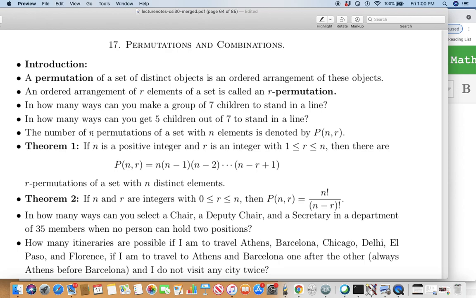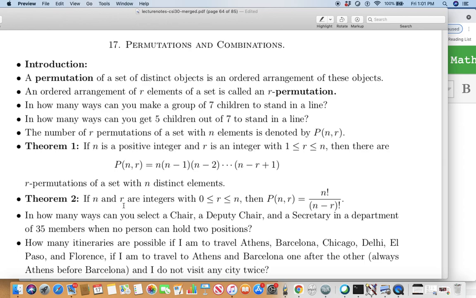The number of r-permutations of a set with n elements is denoted by P(n, r). This is the number of r-permutations from n objects. So what is P(n, r)? It is n times (n minus 1) times (n minus 2) all the way to (n minus r plus 1). So if n is a positive integer and r is an integer from 1 to n, then there are P(n, r) r-permutations of a set with n distinct elements.